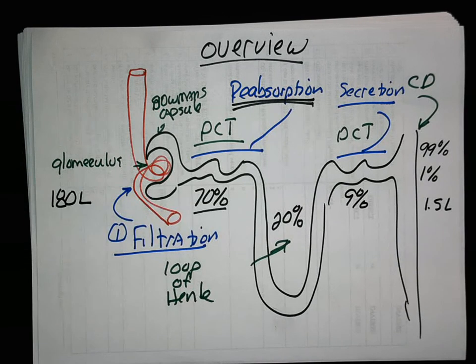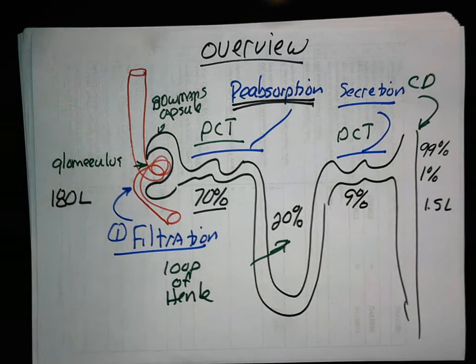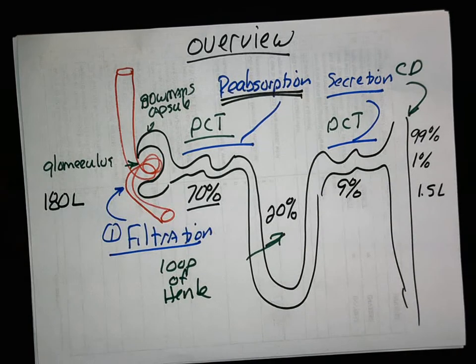So we'll discuss filtration and the control of filtration, with reabsorption, and the role of secretion in maintaining this vital 1%. And we'll look at the loop of Henle involved here also.